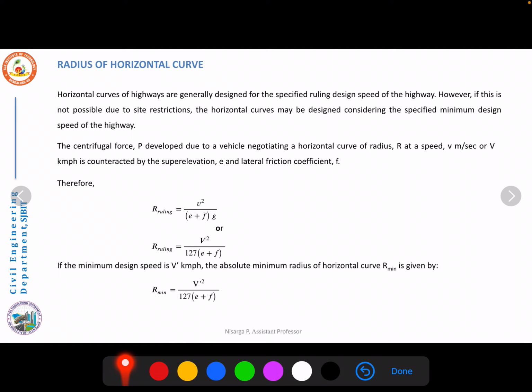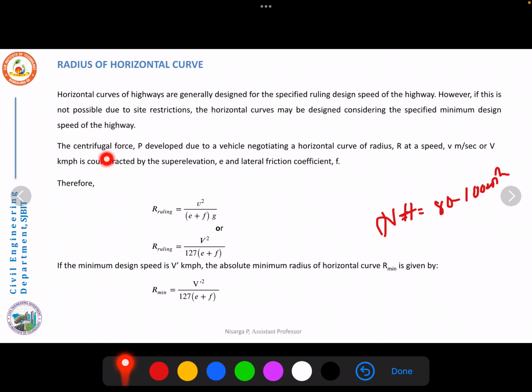If we consider any highway, we will have two speeds. One is the ruling speed, another one is the minimum speed. For the NH, the speed limit will be between 80 to 100 kmph. So here 100 kmph will be the ruling speed and 80 kmph will be the minimum speed. When horizontal curves are designed, the radius has to be designed for the ruling speed. But when site restrictions are there, we can design the horizontal curve radius for the minimum speed.